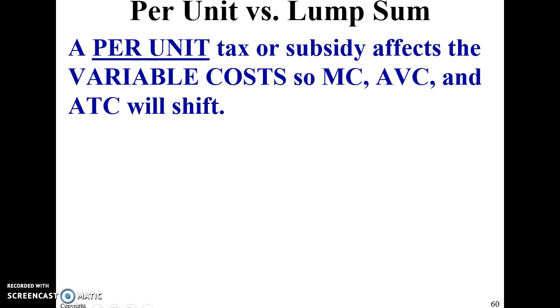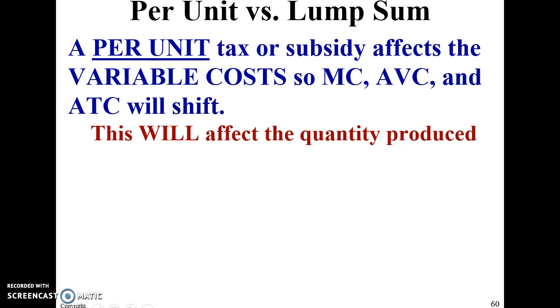So these curves will shift with a per unit tax or a subsidy. Tax will shift the marginal cost curve up and to the left, and a subsidy will shift it down and to the right. This does impact the amount that's being produced because the marginal cost curve changes.